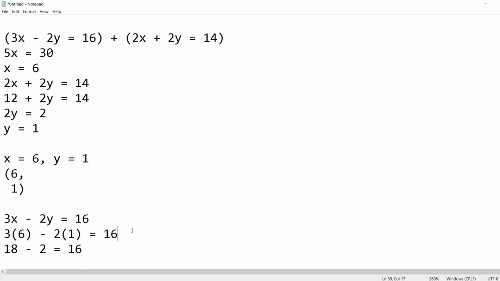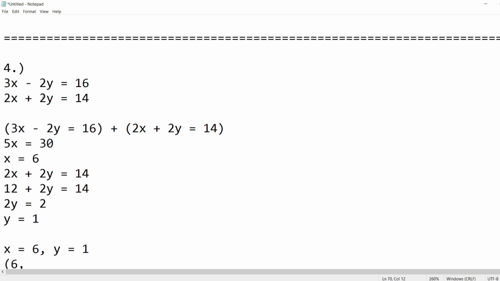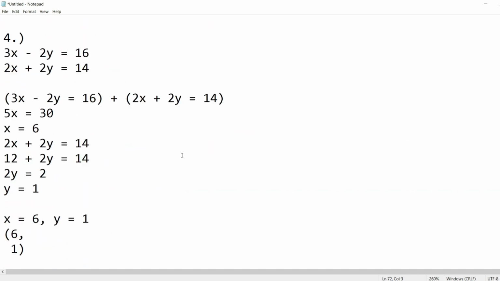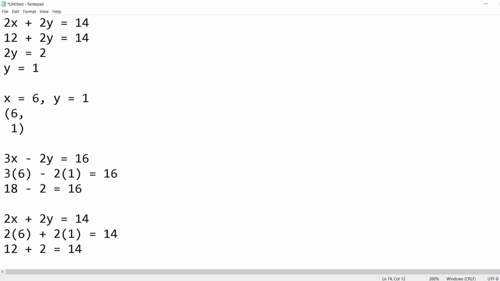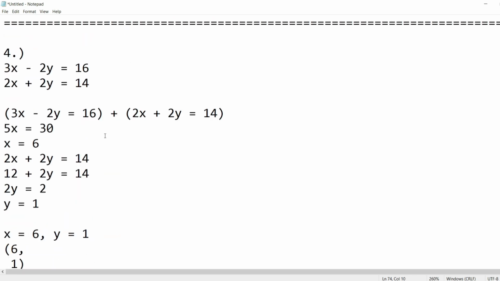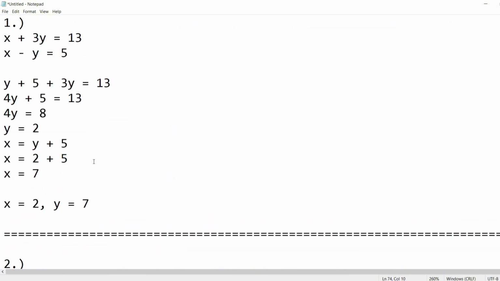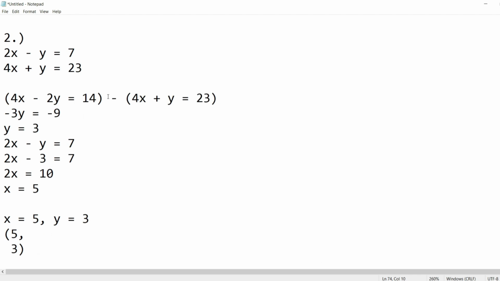And if I want to be extra confident, I can check this with the second simultaneous equation. So 2x plus 2y equals 14. Then that means 2 of 6 because we set x equal to 6 as our solution, plus 2 of 1 because we set y equal to 1 as our solution, equals 14, and this is 12 plus 2 equals 14, which indeed it does. Again, go check for yourself with a calculator because 12 plus 2 is very difficult. And that is how you solve simultaneous linear equations and check your answer so that you can be confident it's correct.